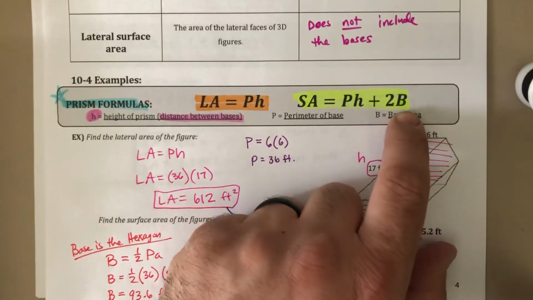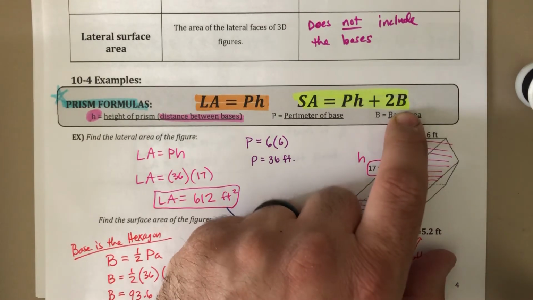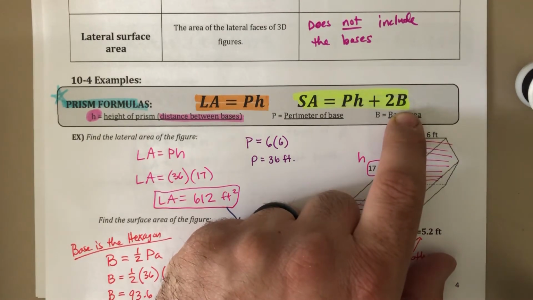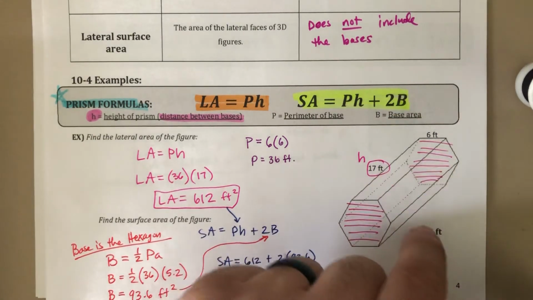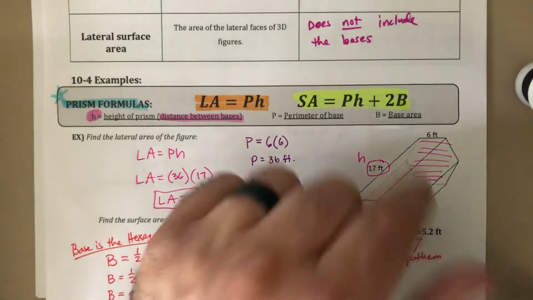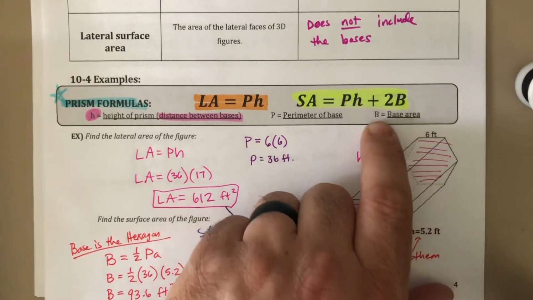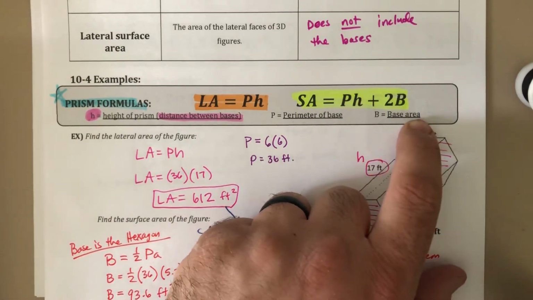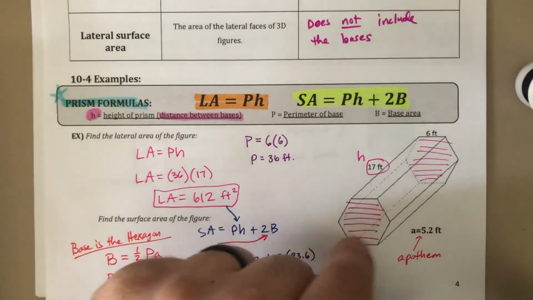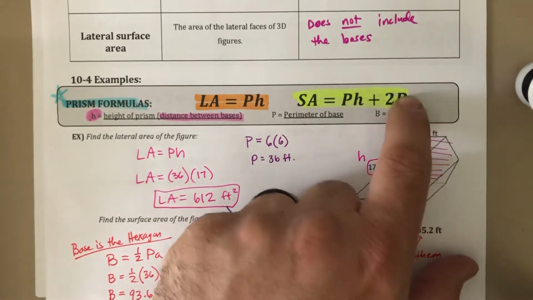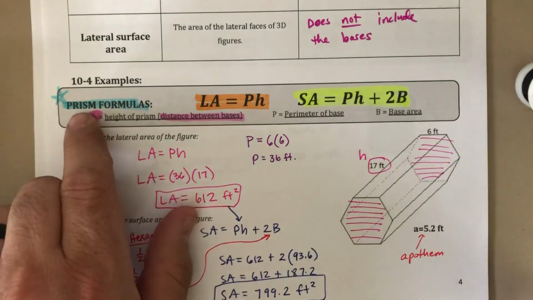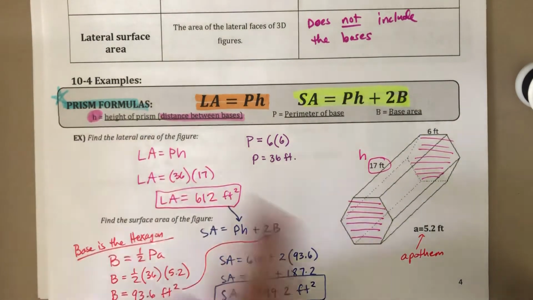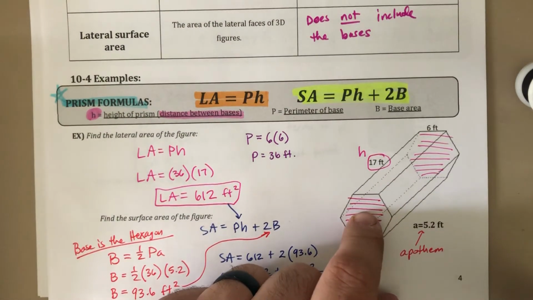This capital B is something totally different. It is not an edge. I don't know how many times I see people make a mistake and throw some weird number in there from the picture because it looks like a base edge. Capital B stands for the base area, the area of those bases. It's the area of the hexagons. That's capital B. Capital B changes depending on the prism. It's whatever the prism has for a base.